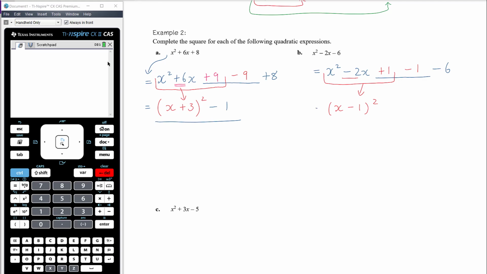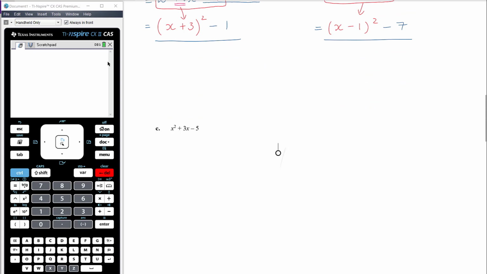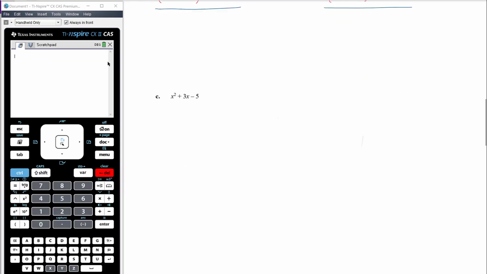All right, and then let's focus on what we've got that isn't the perfect square. We've got minus 1 and minus 6 out here, so minus 7. So I've completed the square. X squared minus 2x minus 6 is the same as x minus 1 all squared, take away 7. And as I said, we could then solve that by rearrangement if what we were trying to do here was solve the equation.